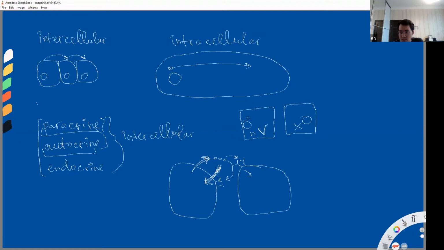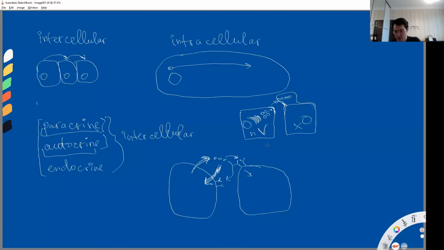So this cell produces these lipids, for example, in the smooth endoplasmic reticulum, and forms these vesicles with this lipid, and it starts moving it to the biomembrane. And after that, it secretes them, and the other cell catches these vesicles, so it starts the endocytosis of these vesicles. That is the intercellular transport.